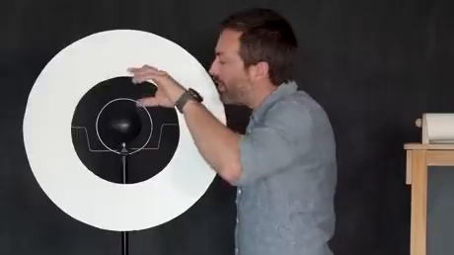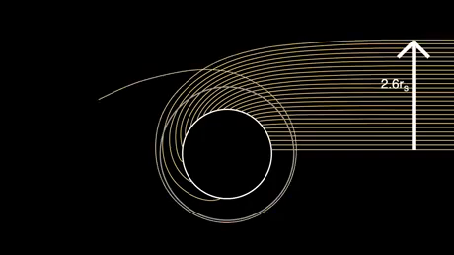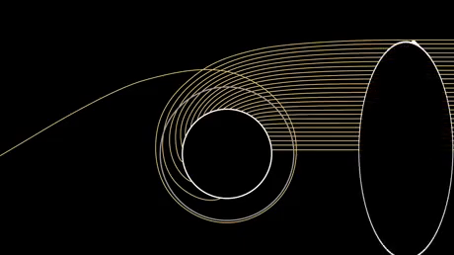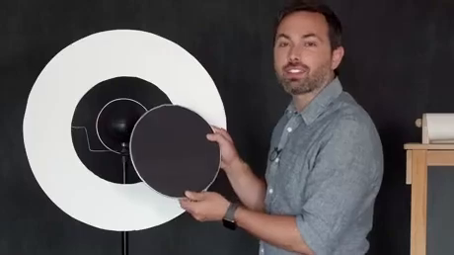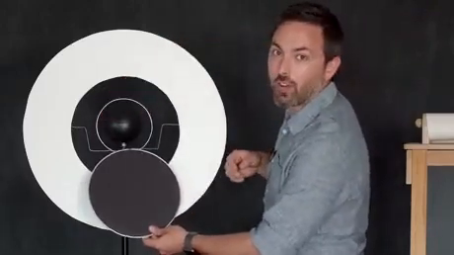If a light ray comes in 2.6 Schwarzschild radii away, it will just graze the photon sphere at its closest approach, and then it will go off to infinity. And so the resulting shadow that we get looks like this. It is 2.6 times bigger than the event horizon.